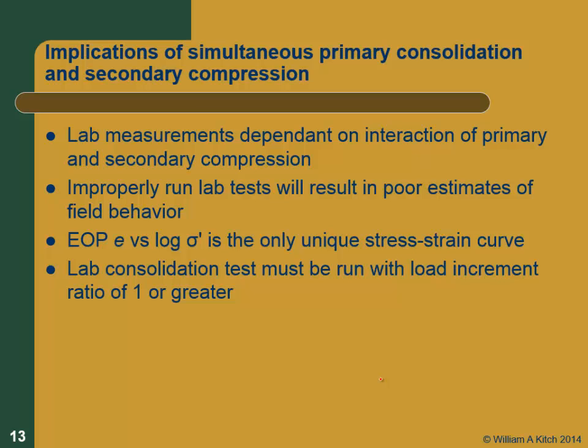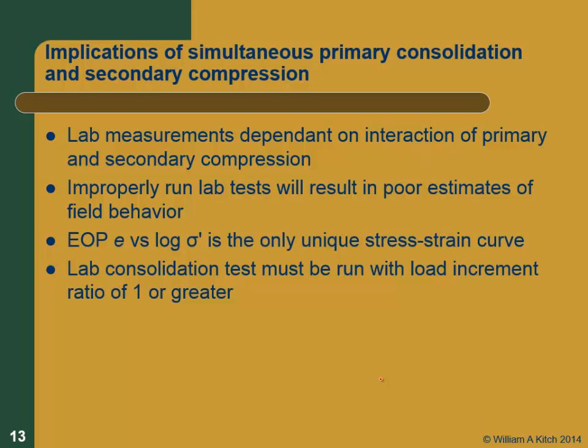If you run your laboratory test with load increment ratios of less than 1, then unless you have absolutely no secondary compression, there's no guarantee that you're actually going to see your inflection points, and you're not going to understand the data. And in that case you could come up with e-log-P curves that are stiffer than the end of primary or less stiff than the end of primary, depending on what's going on.